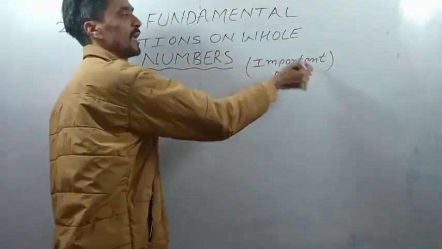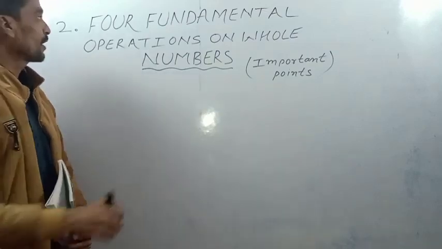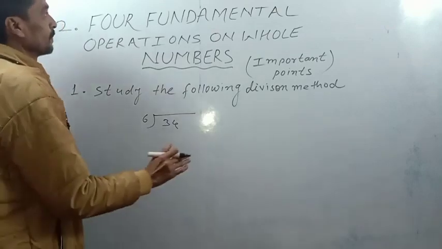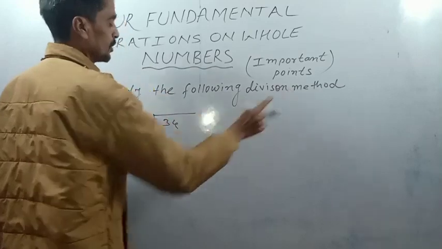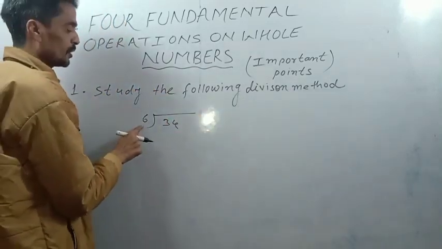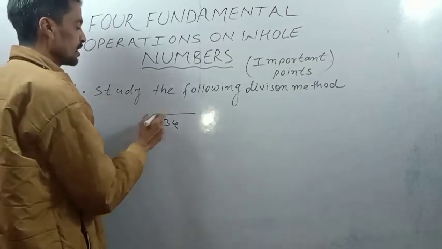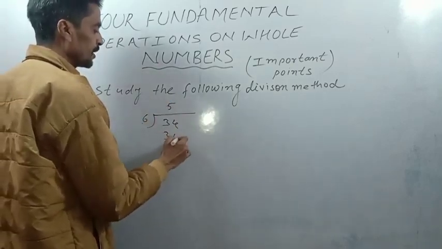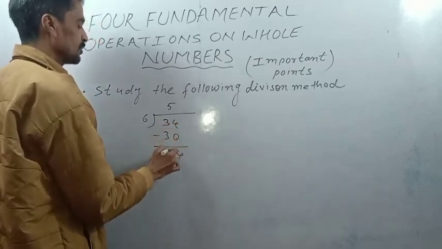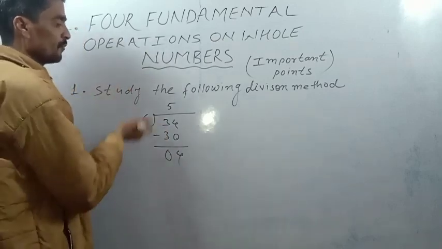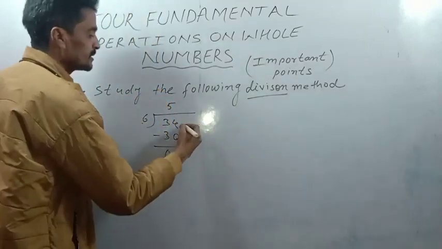Before starting the short examples and assignments, I would like to teach you the important points first. So let's see what the important points of the chapter are. The first point: study the following division method. Here the division is given: 6 is the divisor and 34 is the dividend. 6 times 5 is 30. Subtracting, 4 minus 0 is 4 and 3 minus 0 is 3. So here we have done division.